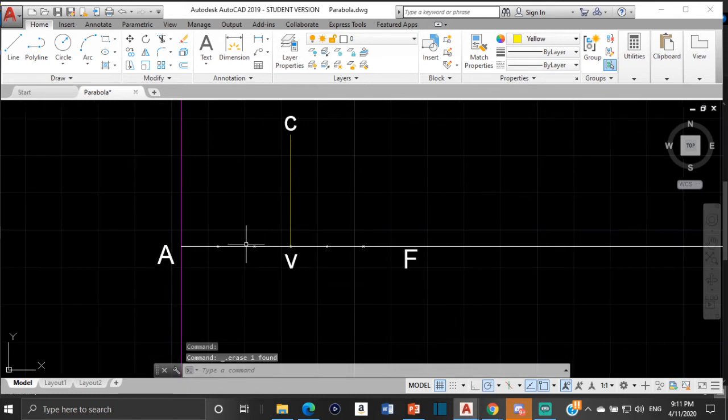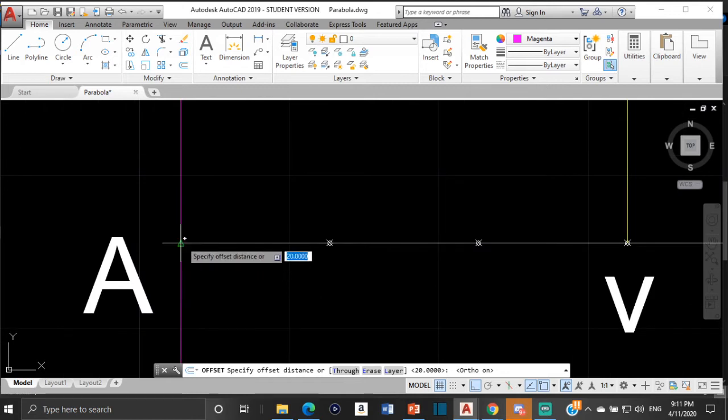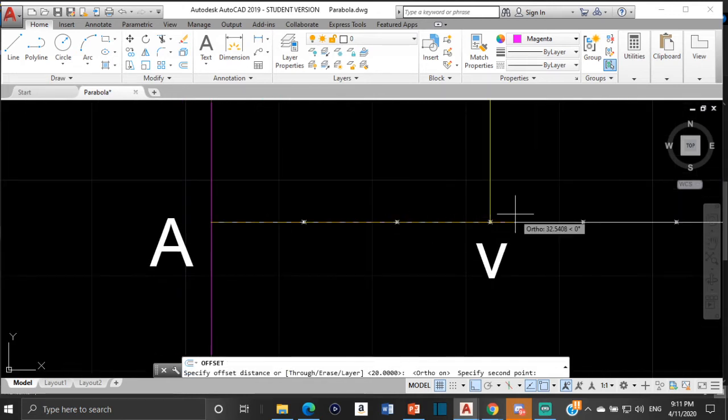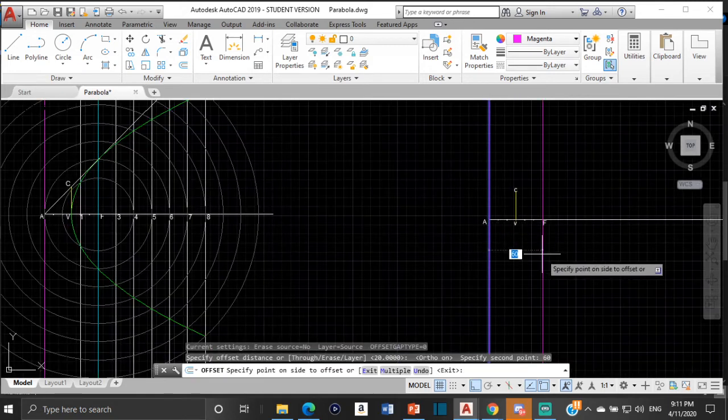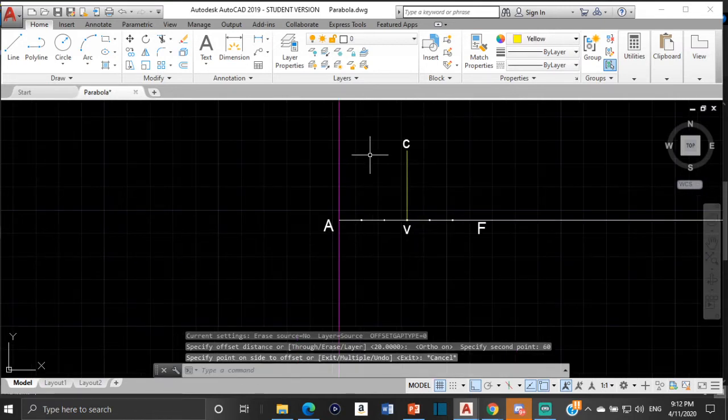So let me just do this again. Let me just offset this. You wouldn't need to do this again. I'm just doing this because that line got messed up. This time let me turn ortho on, and then that should be good. I'm going to offset that by 60. Now F would be that point there. Sorry about that.